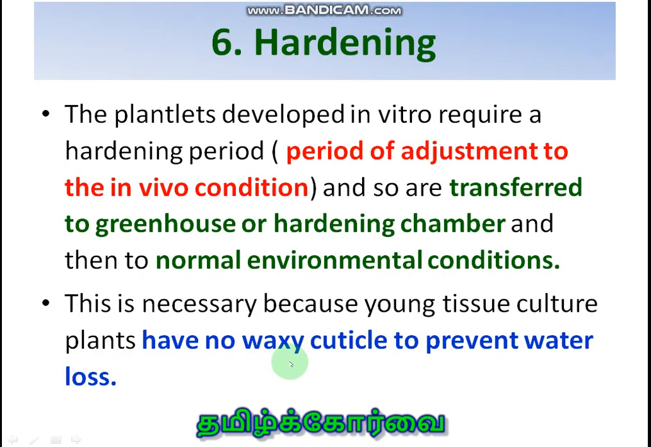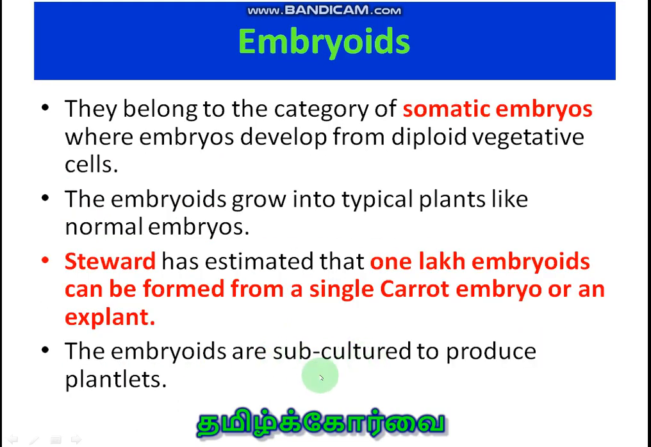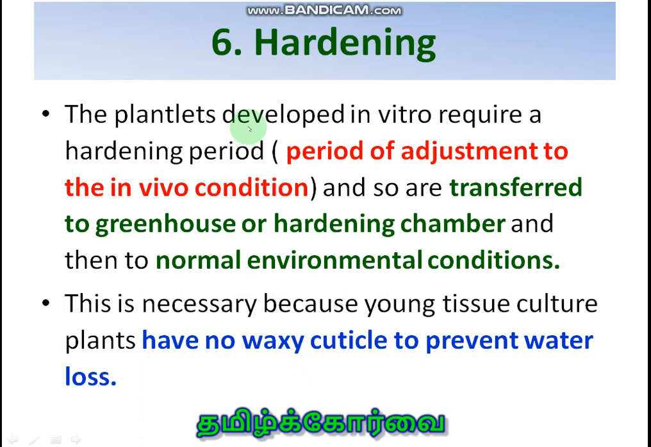The embryos are subcultured to produce plantlets. Hardening. The plantlets so grown inside the test tube in the laboratory are now brought outside the laboratory, to what is called a greenhouse or hardening chamber, so that they are able to adjust themselves to the in vivo condition. So they are able to adapt themselves to the normal environmental condition.